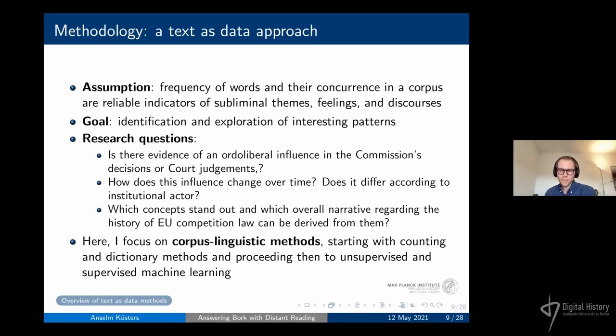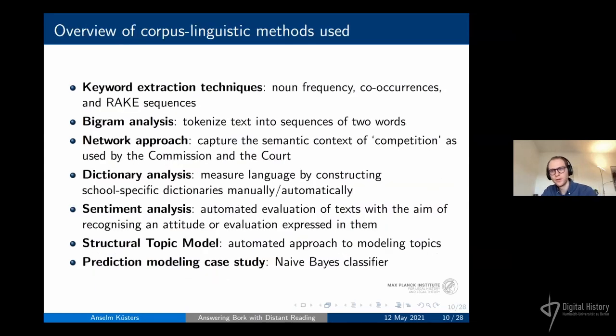And overall, I try to employ different methods with a different degree of complexity. I start with very simple counting and dictionary methods and then proceed to more sophisticated methods, including machine learning. And usually I would present only the two or three most impressive pieces of evidence. This is how I do it in my chapter probably. This is how I've done it so far when presenting this chapter to other audiences.